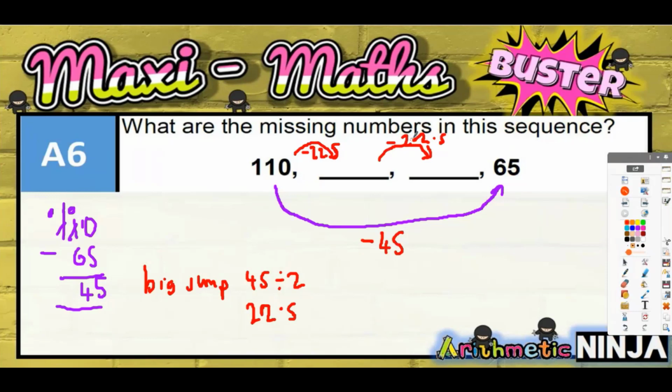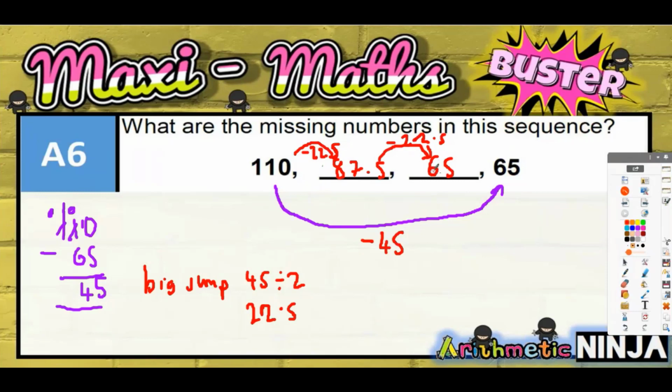But that actually is wrong, because if you go down 22.5 from 110, down 20 would be to 90, and then down 2.5 from 90 would be 87.5. But then if you go down 20 again, would be 67.5, and down 2.5 would be 65. So what that's going to do is it will get you to 65, but it will land you on 65 on the third number of the sequence.